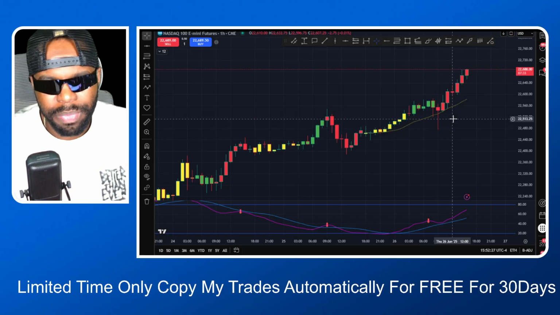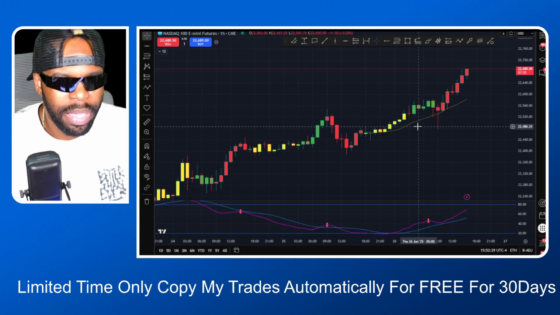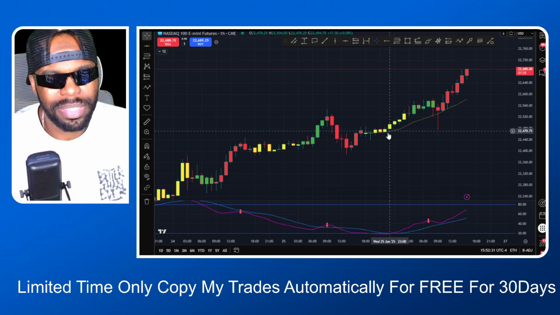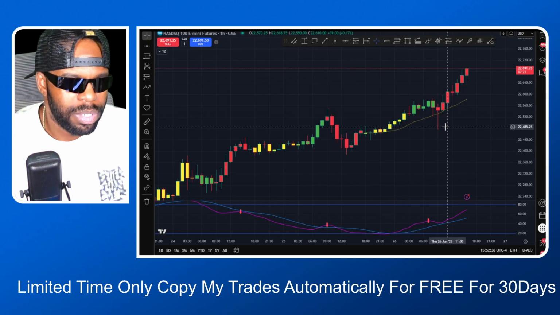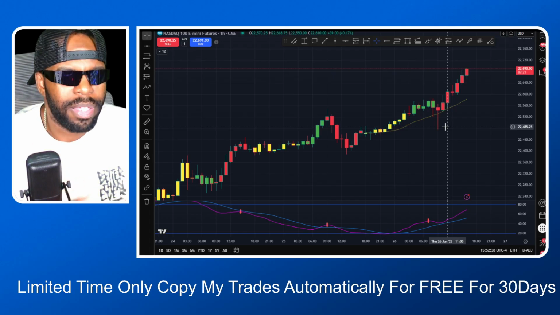You might be wondering, why do you have your candles different colors? Well, the red means that I'm in the U.S. session. The green candles mean that I'm in the London session. The yellow candle means that I'm in the Asian session. It's just an indicator that I like to use to tell me what type of session we're in.